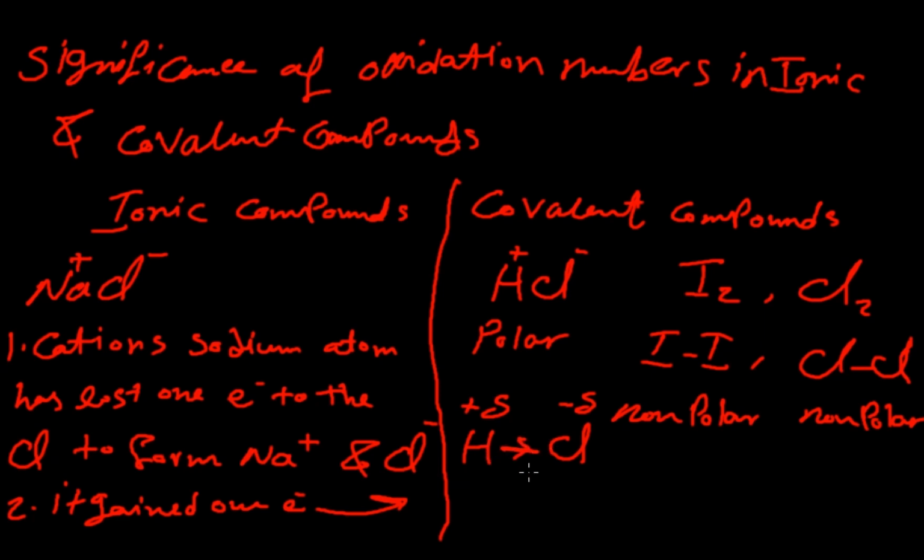And if we assign oxidation numbers to such a compound HCl, then hydrogen should be positive 1 and chlorine should be negative 1, because in covalent compounds the oxidation numbers indicate the displacement of electrons towards the more electronegative atom, and the positive oxidation number in covalent compounds indicates that the electrons are taken away from the partially positively charged atom.